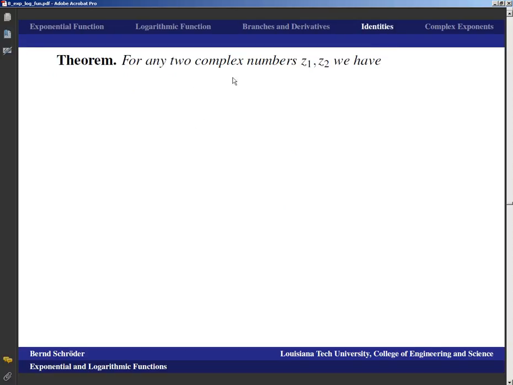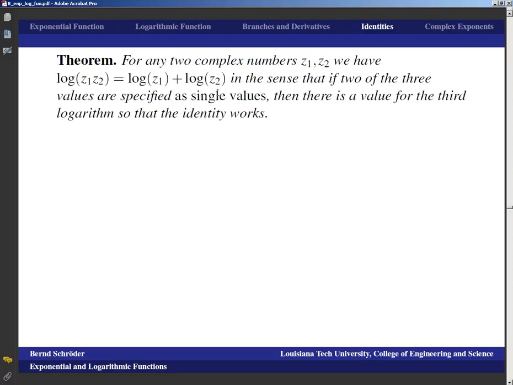For example, whenever we have two complex numbers, z1 and z2, we have that the multiple valued logarithm of z1 times z2 is the multiple valued log of z1 plus the multiple valued log of z2. And that is an equation in the sense that if two of the three values are specified as single values, and that's very important here, then there is a value for the third logarithm so that the identity works out. Let's first prove this in general, and that's where we're going to use the ambiguity.